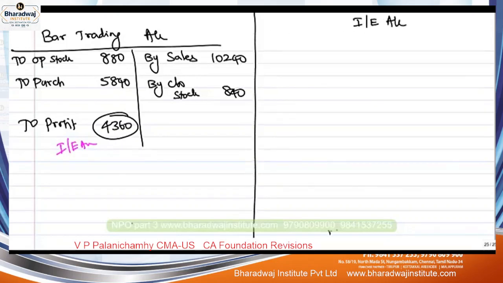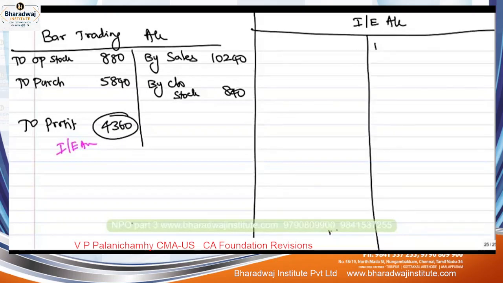Right, the number simple. The profit I will credit to which account? Income and expenditure account. Credit to income and expenditure account. This profit, and prepare the other parts of income and expenditure account. Let us see. Closing stock adjustment la kuduthirukku.